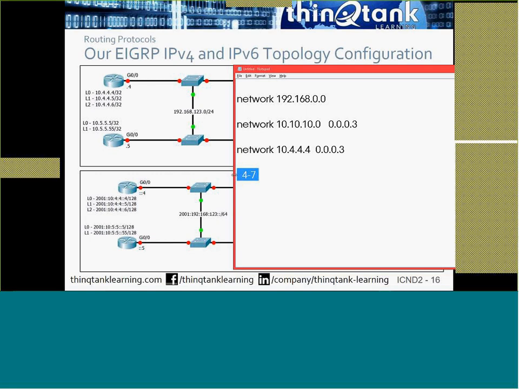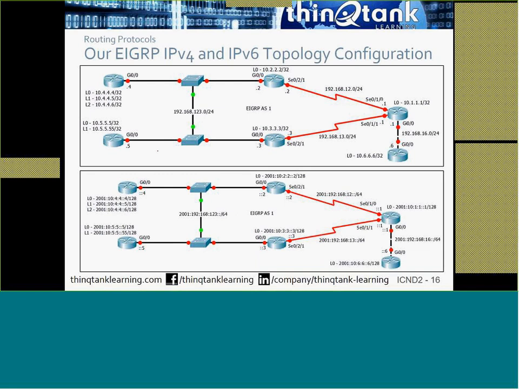What you cannot do is you cannot do this. Network 10.4.4.4, 1.0.0.3. These are not wildcard masks like access lists. So they have to be inverse masks, which means they have to be consecutive zeros followed by consecutive ones. Okay? So that's how you enable EIGRP in IPv4.